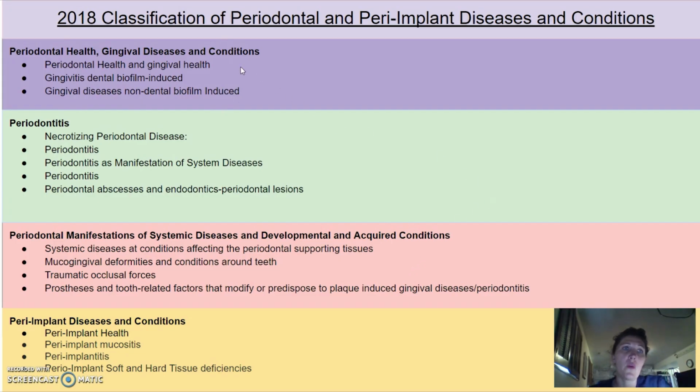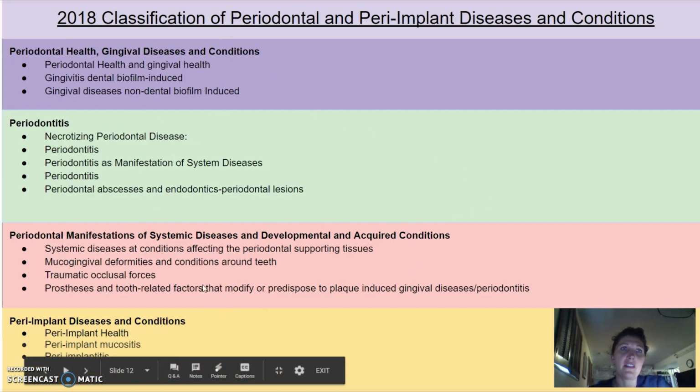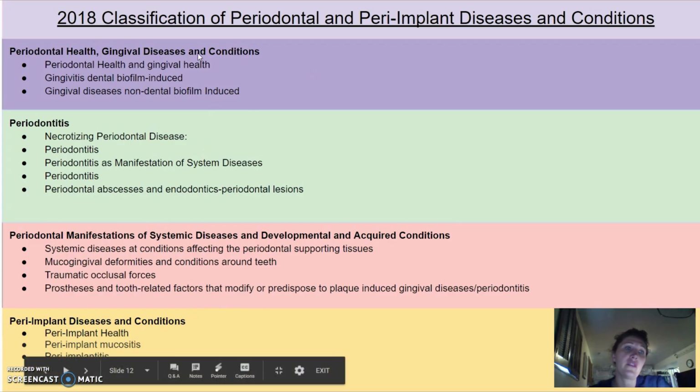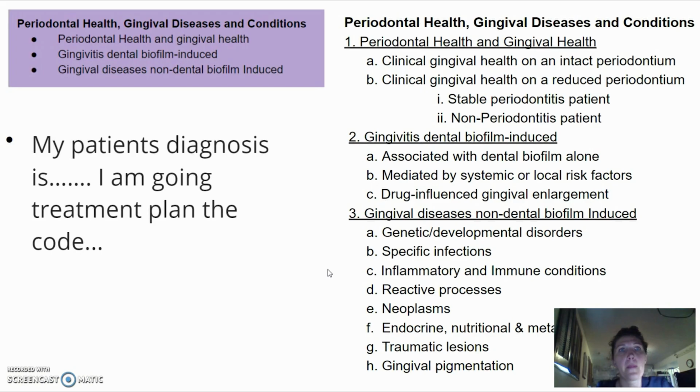This is also on their website. I color-coded it just a little bit differently, but these are just a little bit more of the descriptions. There's 4 different categories. It just shows it in a different manner than this one.